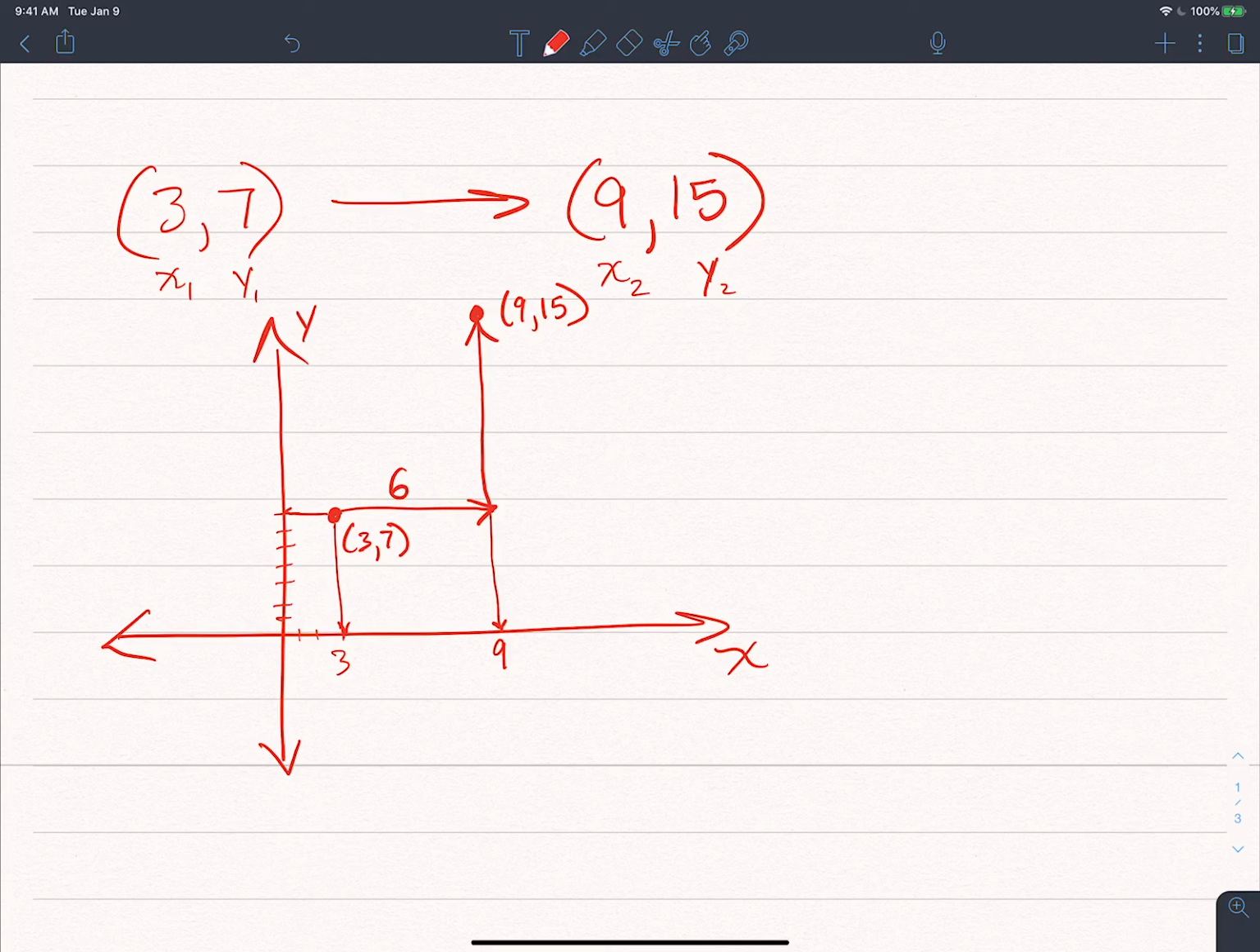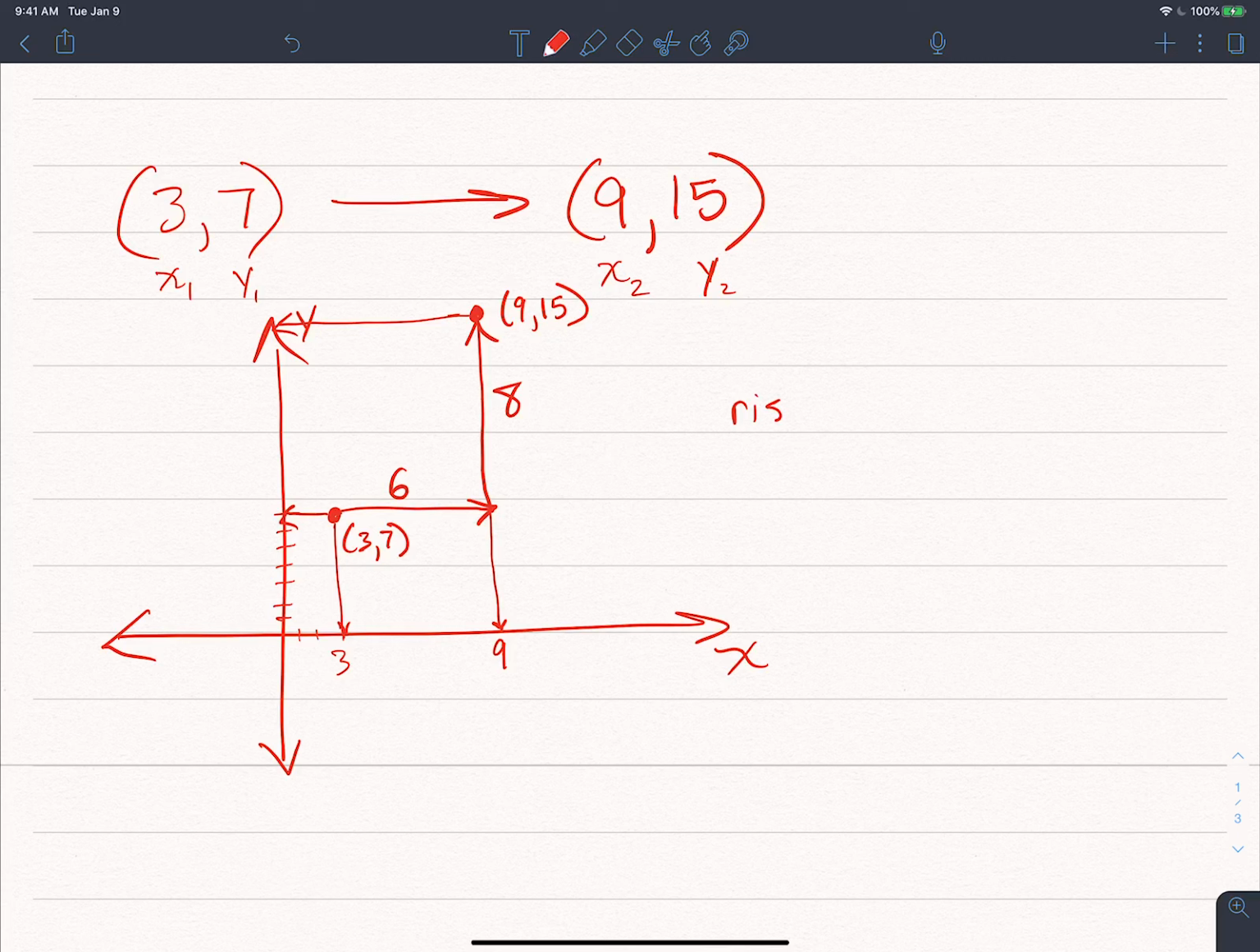And to get from 7, up here, to 15, how far up did we have to go? Well, we just do 15 minus 7. And what do we get? 8. So we went up 8 and we went over 6.